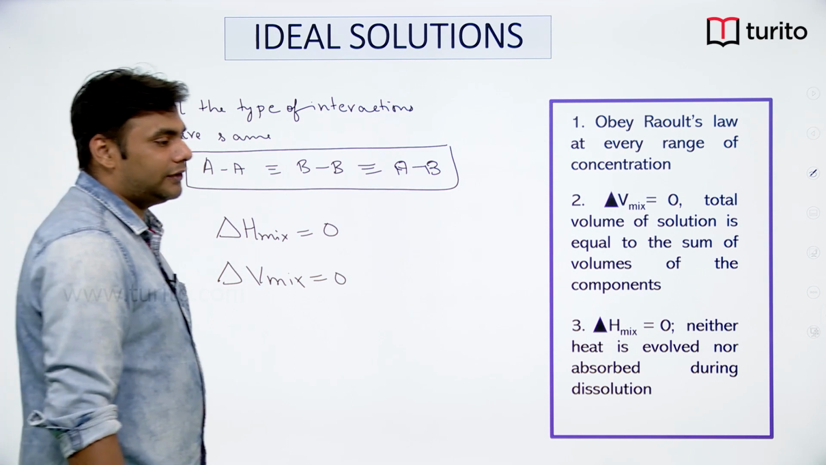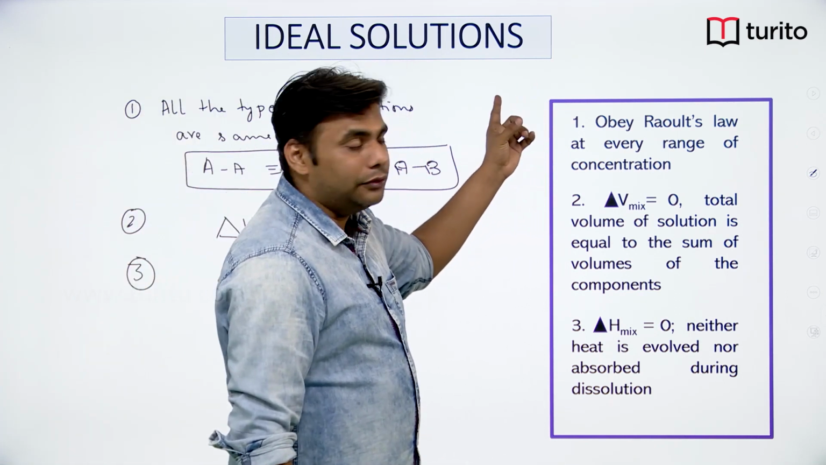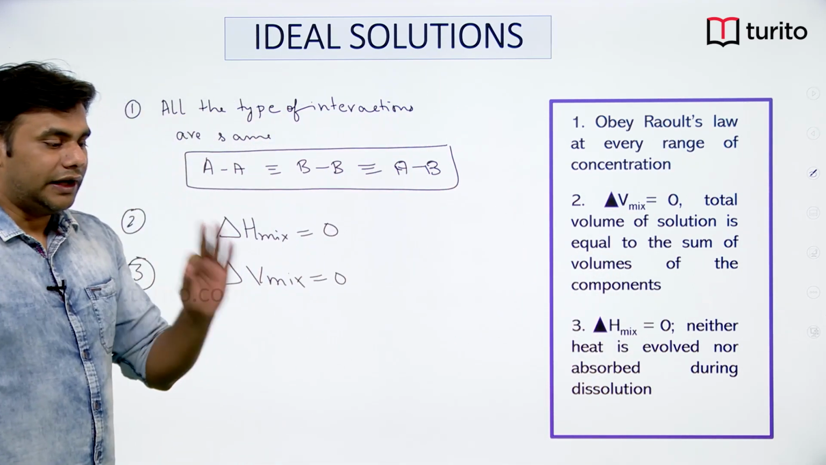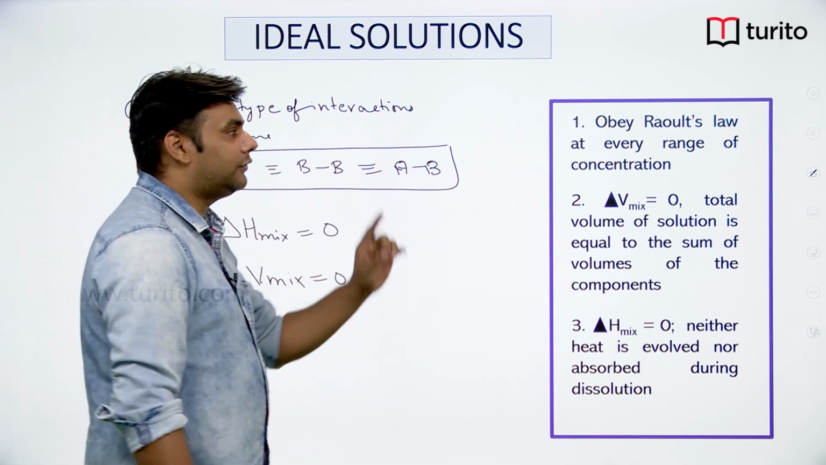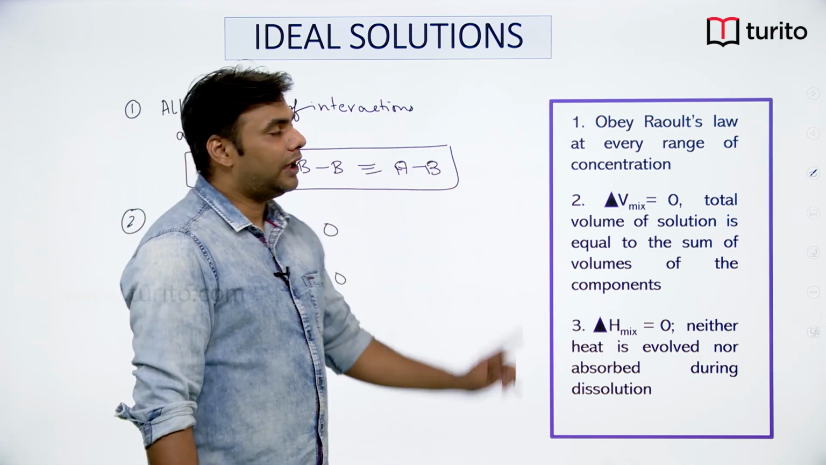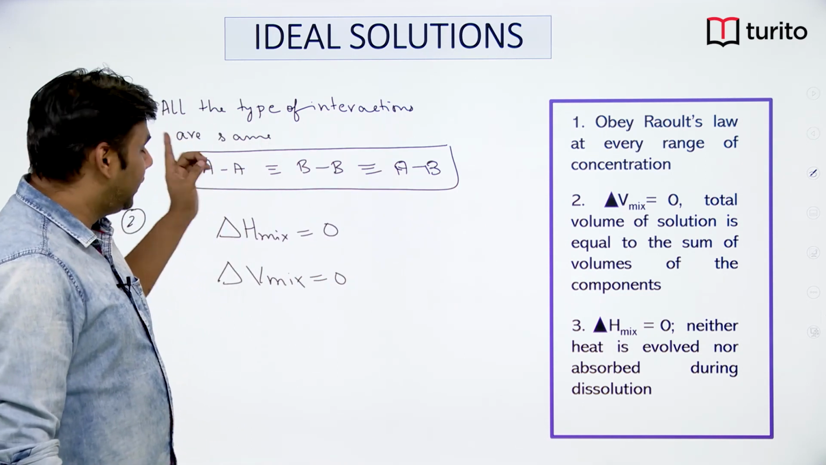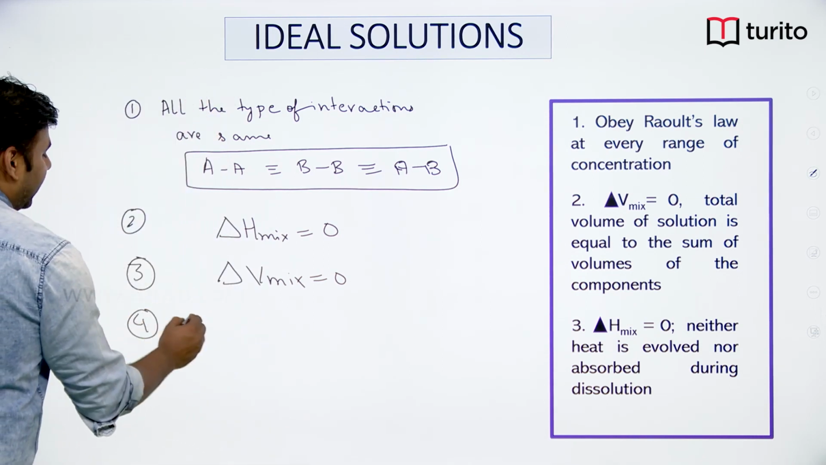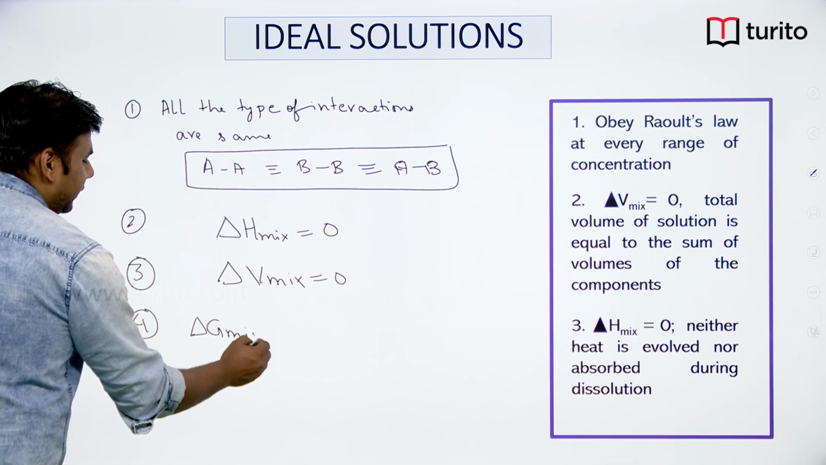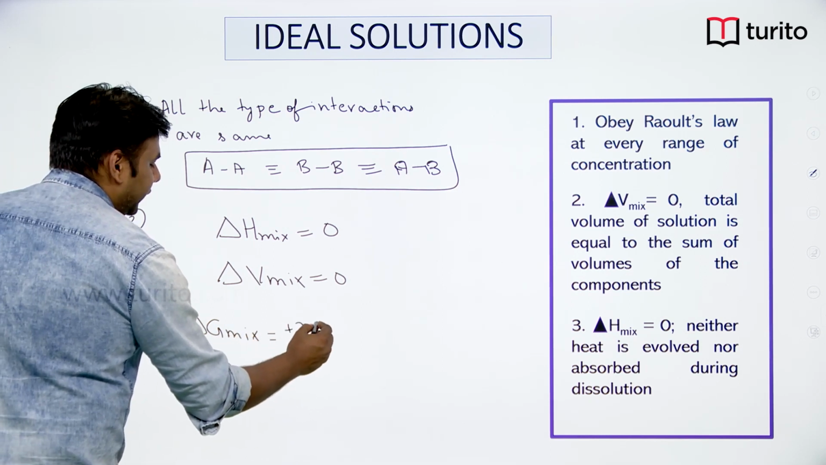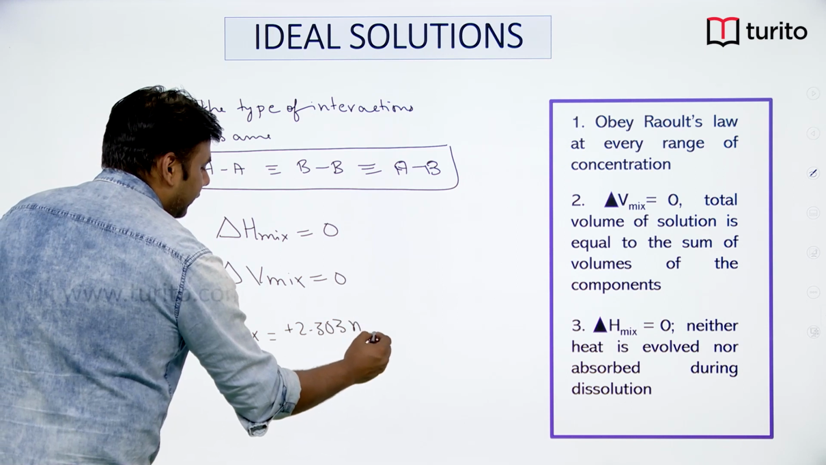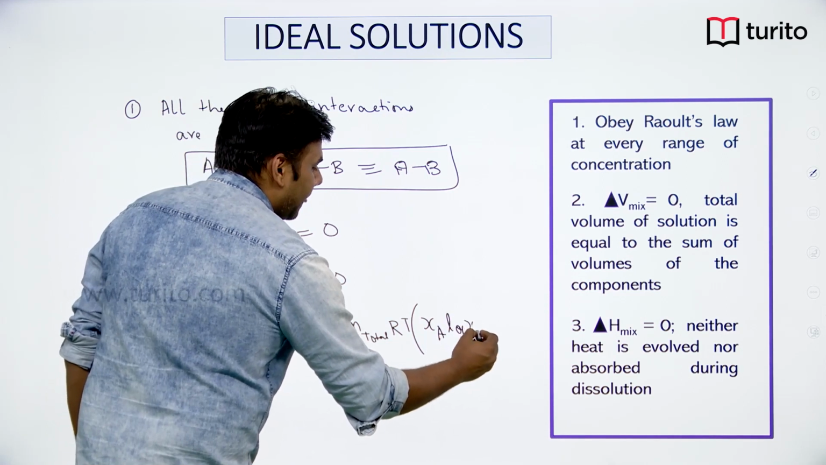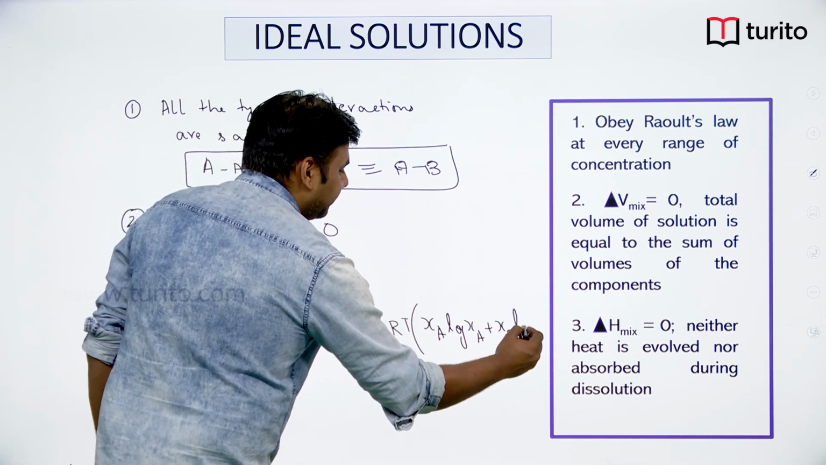Now one very important point is, ideal solutions always obey Raoult's law at every range of concentration. So we defined ideal solutions as those solutions which will always obey Raoult's law. We'll also say that the different kinds of interactions are the same, and delta H mix and delta V mix are also 0. The fourth thing is that if we are mixing two components, then delta G mix would be plus 2.303 n total R T (XA log XA plus XB log XB).